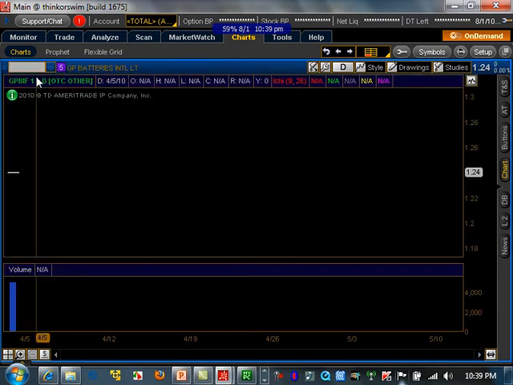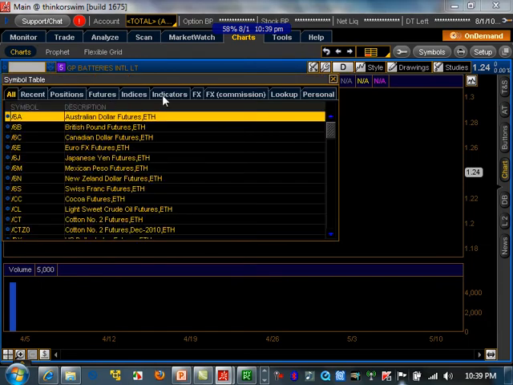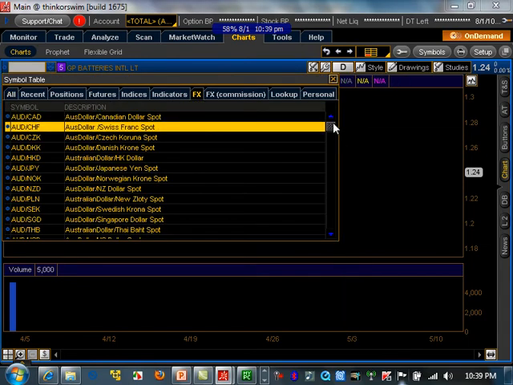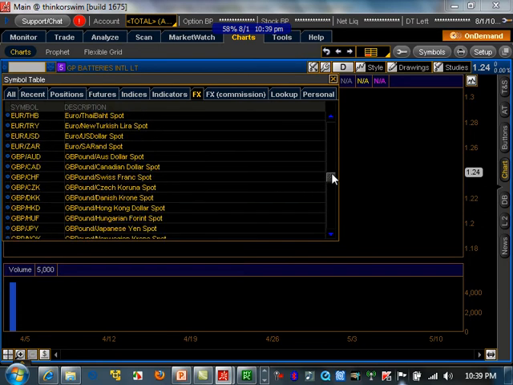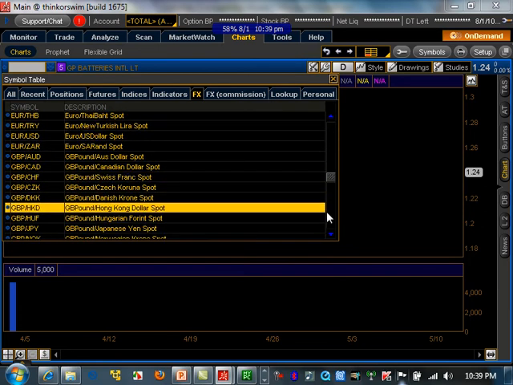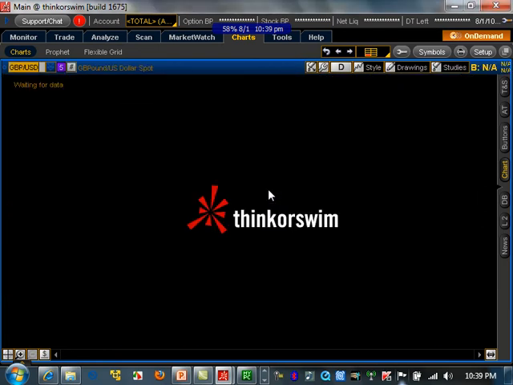I can't even spell today. Let's just go look at the currencies. And then the other one that was good on the ratings was Pound USD.